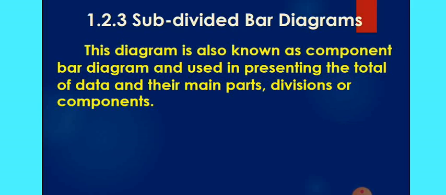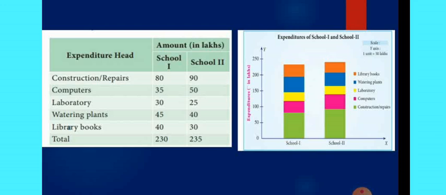That means more than two variables given means you use multiple, or subdivide also we can use. So subdivision means we have to divide the given data. So let's see the example. From that you can understand the concept.